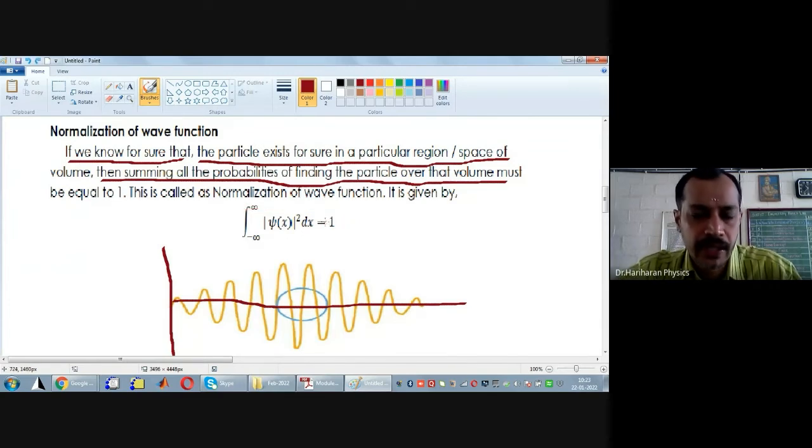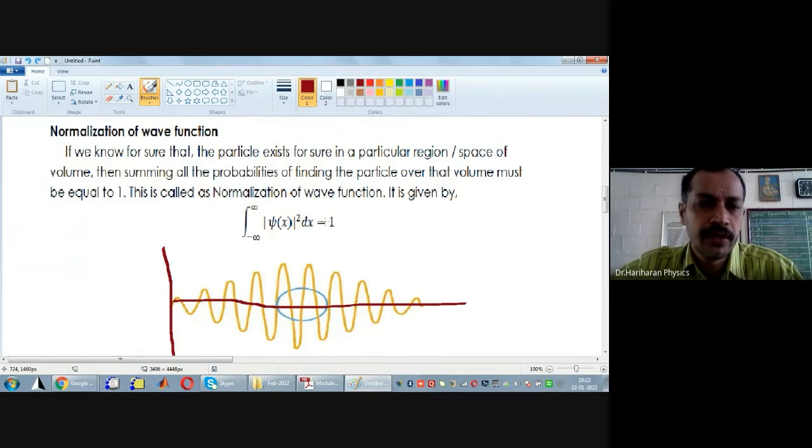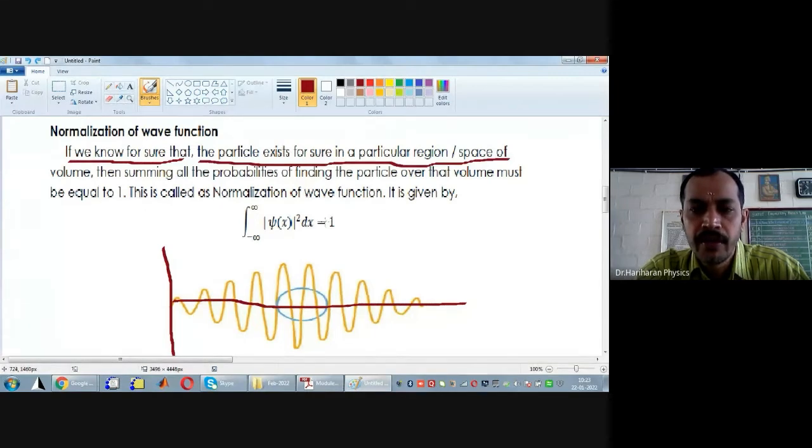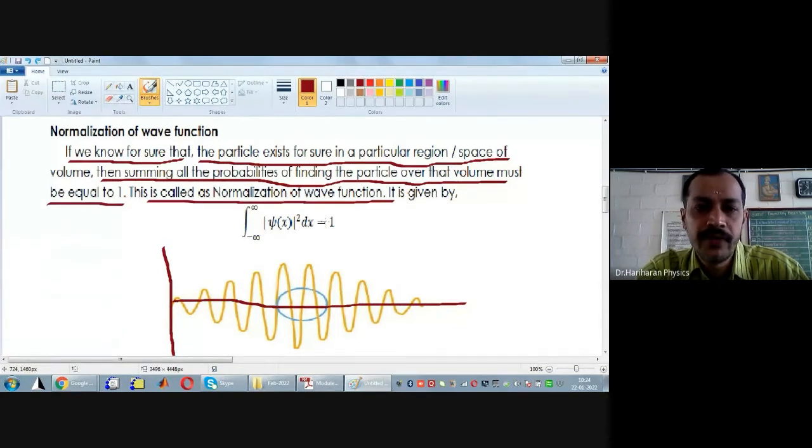Let us once again recollect what normalization of wave function means. Look here. If we know for sure that the particle exists somewhere in a particular region, then adding all the probabilities of finding the particle over that region, that sum should be equal to 1. And this we call normalization of wave function, and it is given by the integral of this equal to 1. Okay, what does that mean?